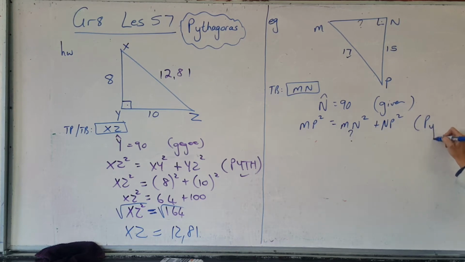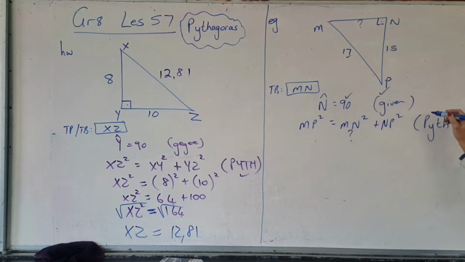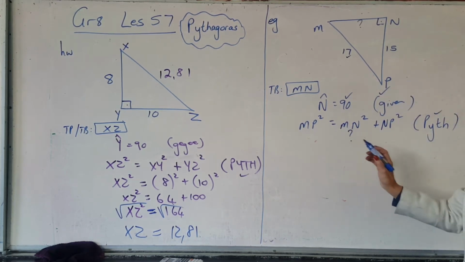Don't forget to write your reason. Jou rede moet altyd daar wees vir die stelling van Pythagoras. Kan jy sien? It's always going to be 90 given. Always going to be Pythagoras and you write this correctly.